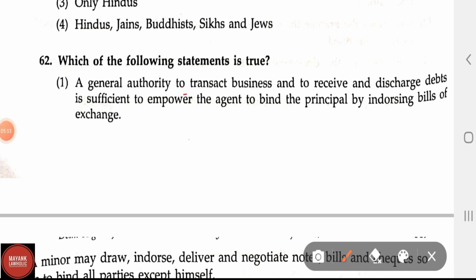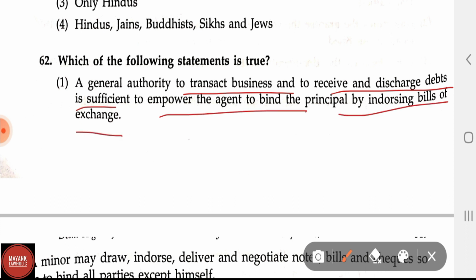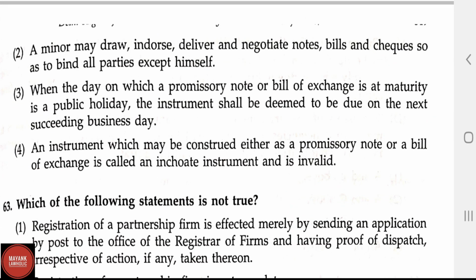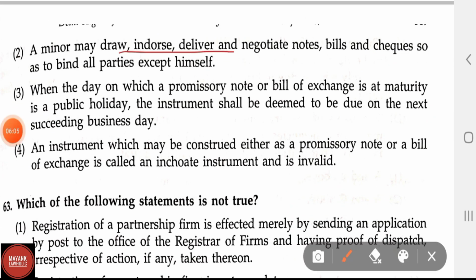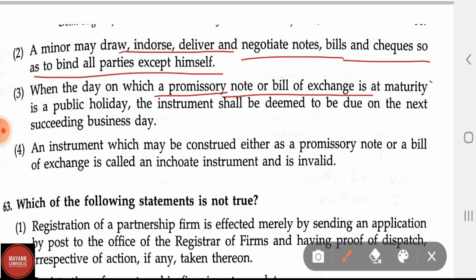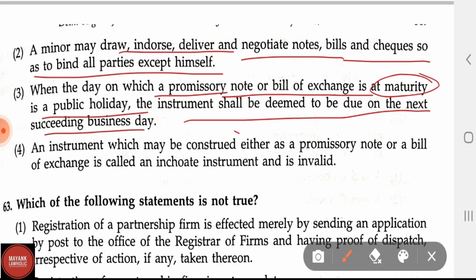Statement 1. A general authority to transact business and to receive and discharge debts is sufficient to empower the agent to bind a principal by endorsing bills of exchange. Option 2. A minor may draw, endorse, deliver and negotiate notes, bills and checks so as to bind all the parties except himself. Option 3. When a day on which a promissory note or a bill of exchange is at maturity is a public holiday, the instrument shall be deemed to be due on the next succeeding business day.